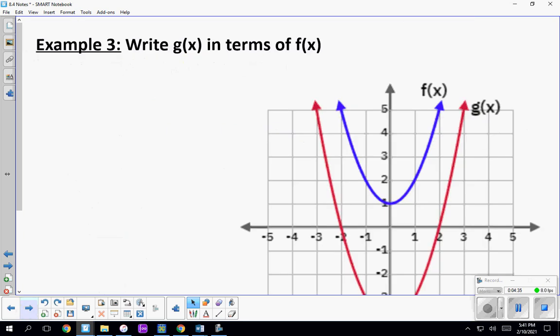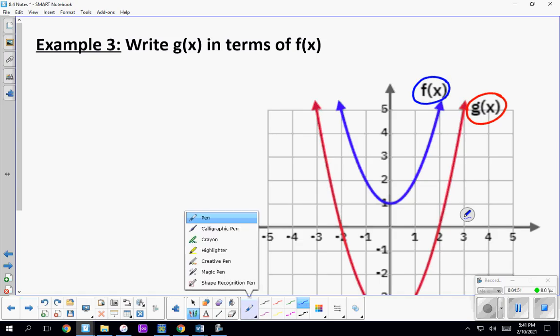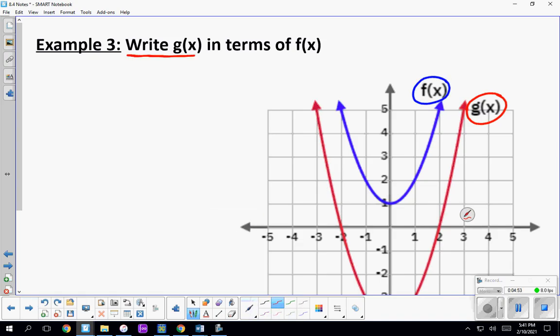Finally, we can describe translations in terms of function notation. This just means instead of using the actual equation, I'm going to use its name. Who cares what the equation is? We're going to call the red one g of x, and we're going to call the blue one f of x. This says write g of x, so g of x should be the final product. g of x is where we're ending.